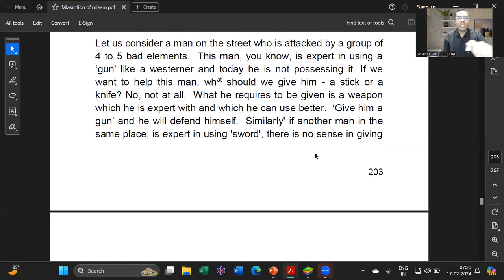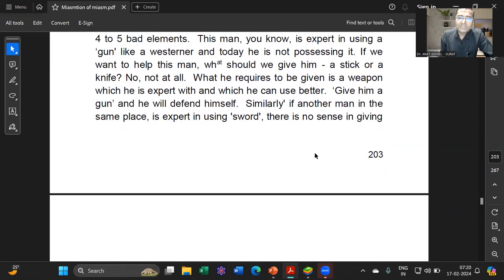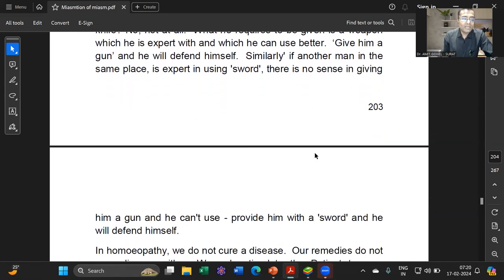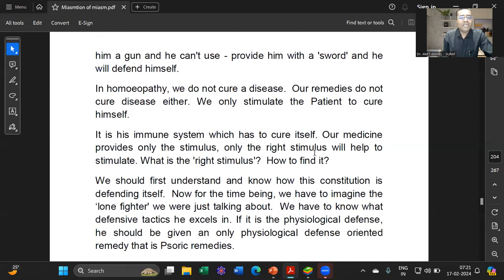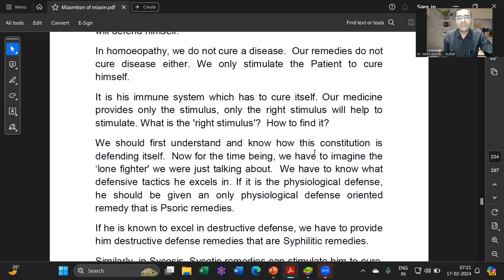Similarly, if another man in the same place is expert in using a sword, there is no sense in giving him a gun that he cannot use. Provide him with a sword and he will defend himself. In the same way in homeopathy, we do not cure the disease. Our remedy does not cure the disease either. We only stimulate the patient to cure himself.